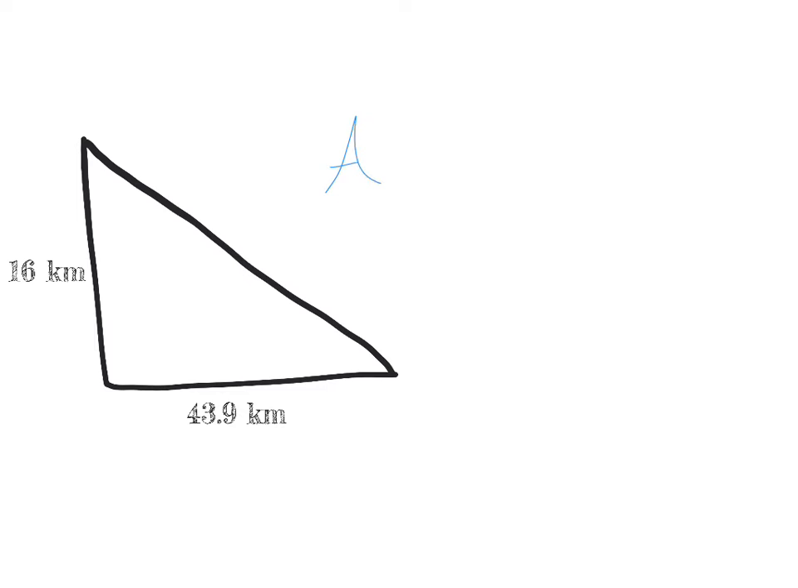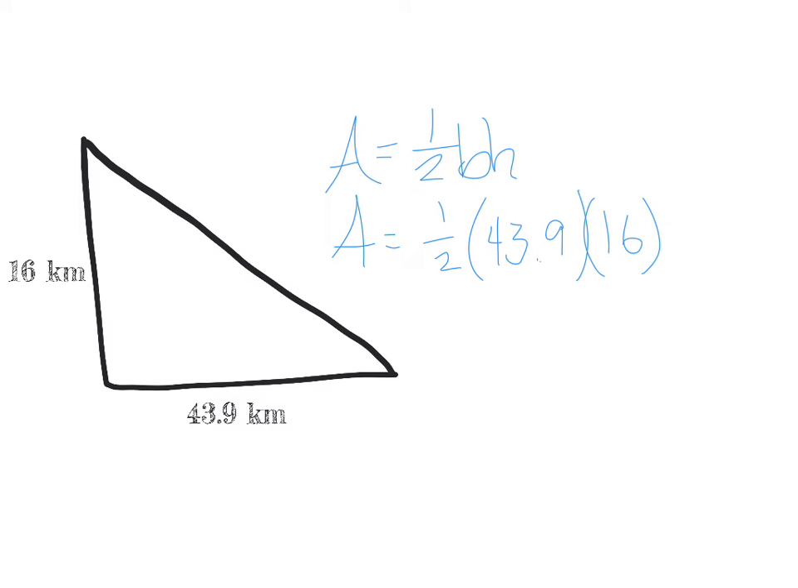Okay, let's try another, this time with a decimal. Area equals 1/2 times base times height. My base is 43 9/10, times my height, 16. Okay, now again, I'm going to multiply the number that is easier to divide in half. So 1/2 times 16 is 8 times what I have left, which is 43 and 9/10.